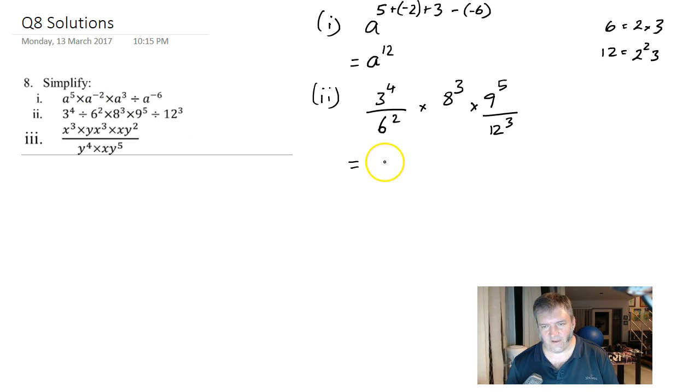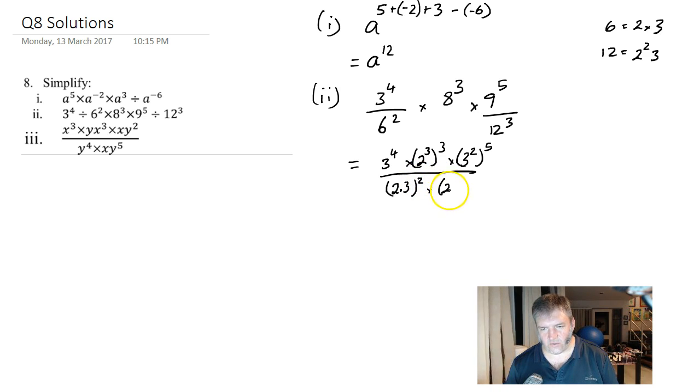So let's go ahead and do this. So I've got 3 to the power of 4. Let's keep our numerators on the top now that we've sorted out exactly what's where. 8 we said was 2 cubed, so 2 to the power of 3, all to the power of 3. 9 is going to be 3 squared. That's all going to get raised to the power of 5. 6 I'm going to make 2 times 3. This is all squared. And 12, it's going to be 2 squared times 3, all to the power of 3. Wow, bit of a mess this one.